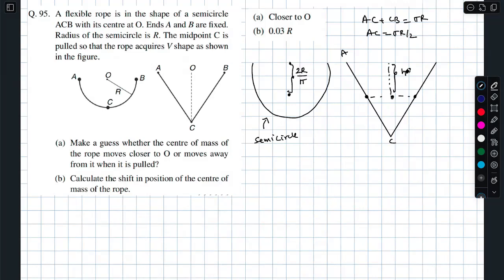What is asked? Calculate the shift in the position of center of mass of the rope. The midpoint C is pulled so that the rope acquires V shape as shown in the figure.